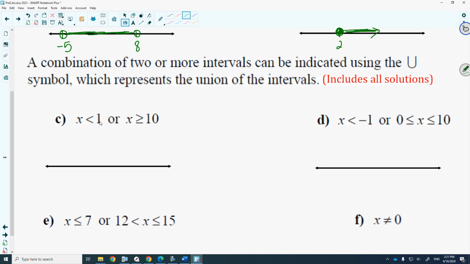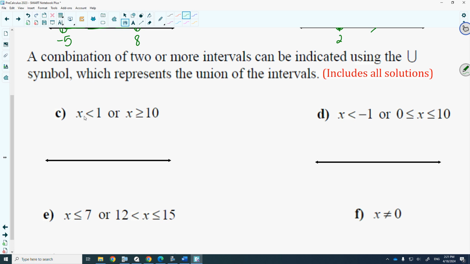I want x to be less than 1 or greater than or equal to 10. So let's put 1 and 10 first on our number line. So here's 1 and here's 10. Now less than 1 would be an open circle, and I'm going to be less than 1, so I'll be going in this direction. Then my solution is going to be greater than or equal to 10. So 10 is included, and I'm going to be greater than 10.